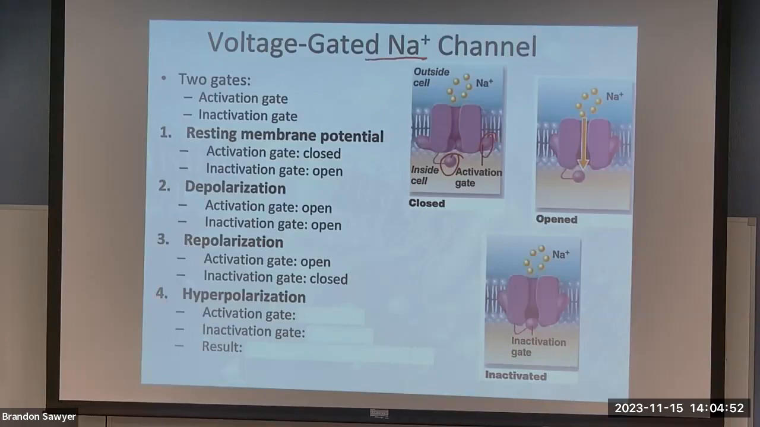And then when we get to hyperpolarization, the activation gate is closed again and the inactivation gate is open, and that allows us to be ready for the next action potential. I'll explain what I mean by that in a sec. I think my Apple Pencil is dying. It's not working too well lately. Okay, so that's our sodium channel. Questions on that one?